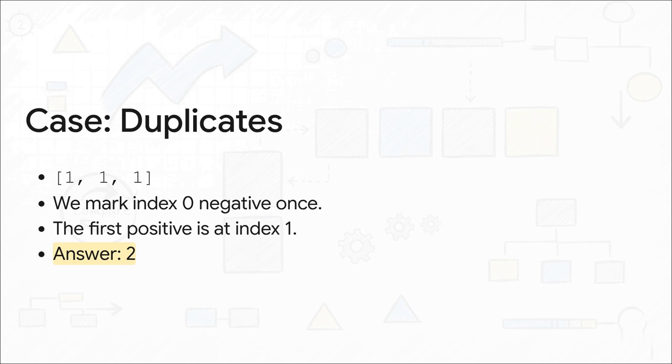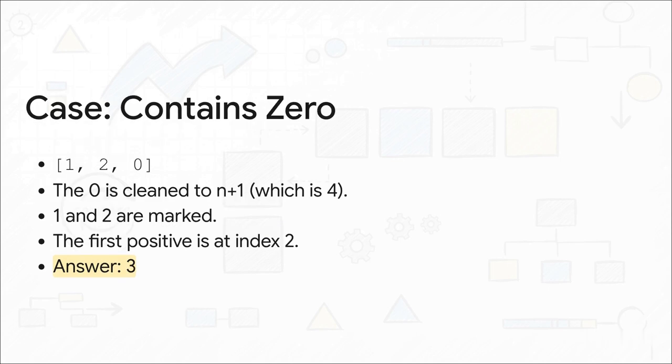So when we scan for the answer, we see index 0 is negative, but index 1 is positive. So the answer is index 1 plus 1, which is 2. Correct. Okay, what if there's a 0 in there?